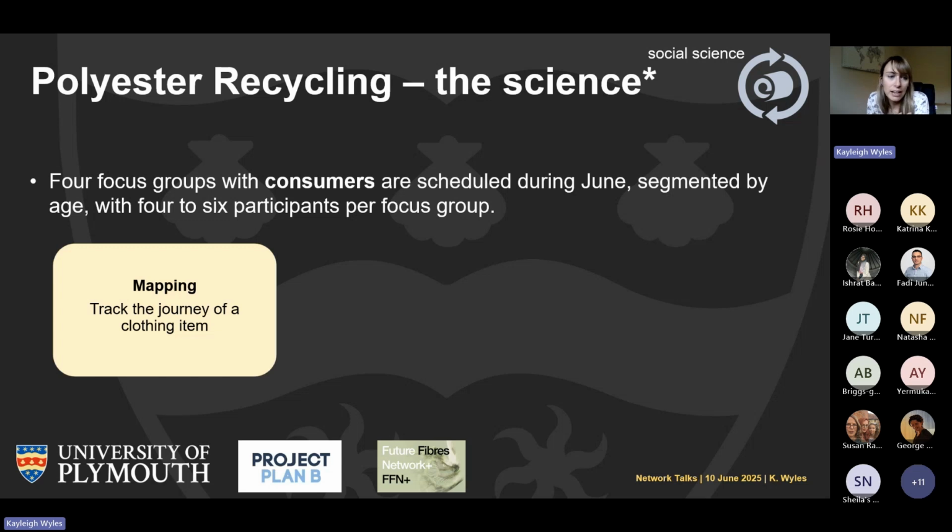So first of all, it'll be reflecting on their current journey when it comes to buying a clothing item. What do they look for? Do they pay attention to labels? How do they then use it, wear it, wash it? And then what do they do at the end of the life cycle?